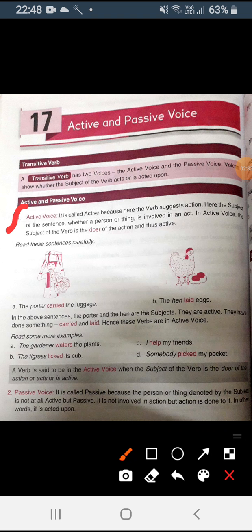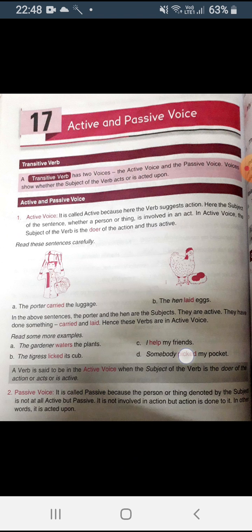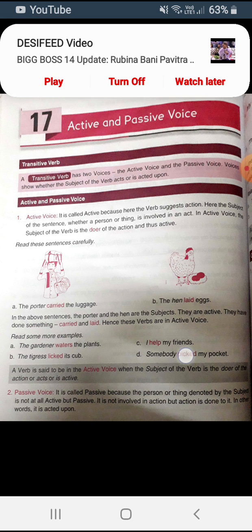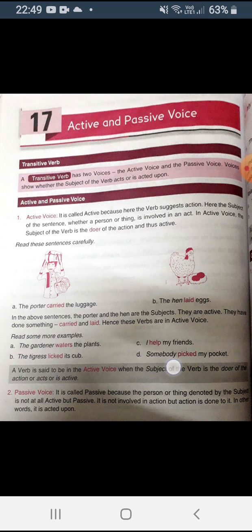Active voice. It is called active because here the verb suggests action and the subject of the sentence, whether a person or a thing, is involved in an action. In active voice, the subject of the verb is the doer of the action and thus it is active. For example, see the sentences given below. The porter carried the luggage. And second, the hen laid eggs. Here, the subjects of the sentences are porter and hen, and the action has been done by the porter and hen. The subject of the verb is the doer of the action. The porter is carrying the luggage and the hen is laying the eggs. So this sentence is said to be in the active voice.